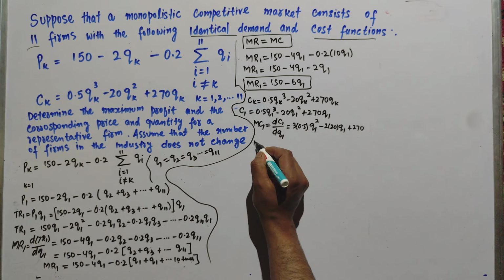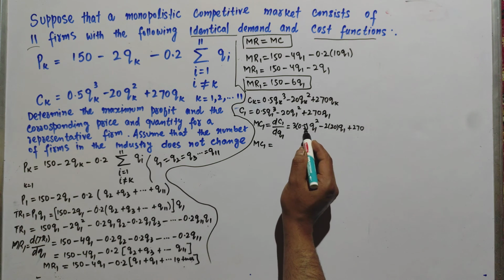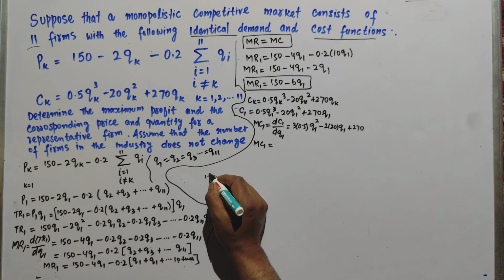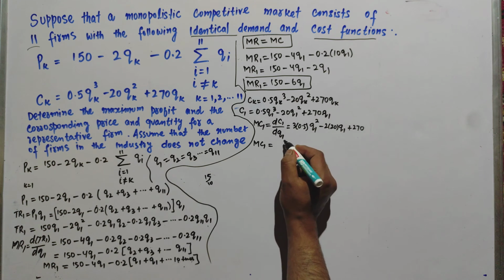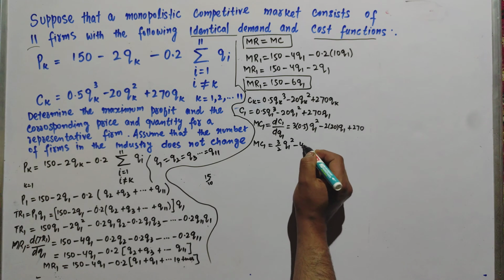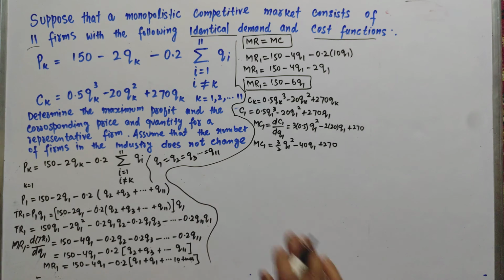So let's rewrite it again. Marginal cost of firm 1 will be equal to, this comes out to be 1.5, or let's write it as 3 upon 2, Q1 square minus 2 into 20 is 40 Q1 plus 270. This is the marginal cost of firm 1.